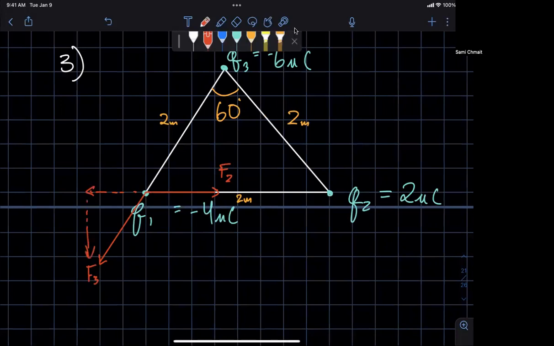So that's going to be equal to F3 cosine theta, because we're touching that angle theta. We will call this theta right here.